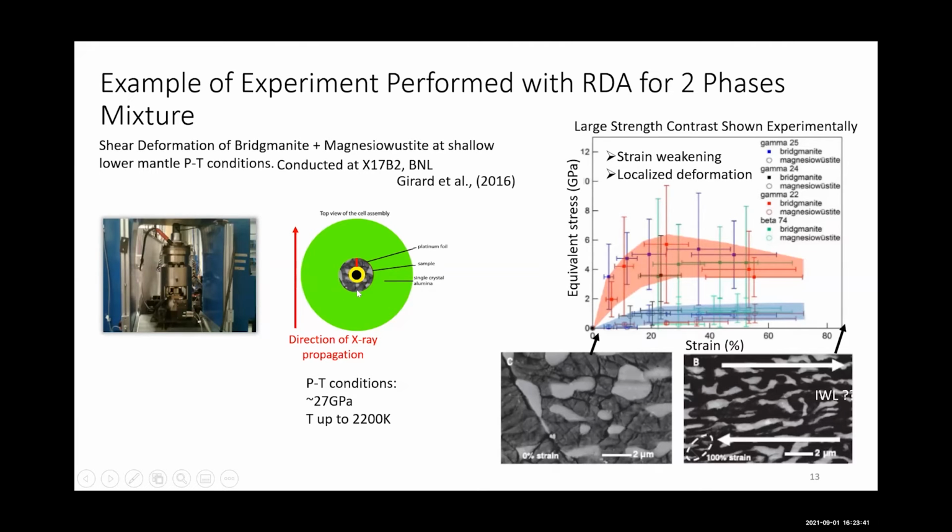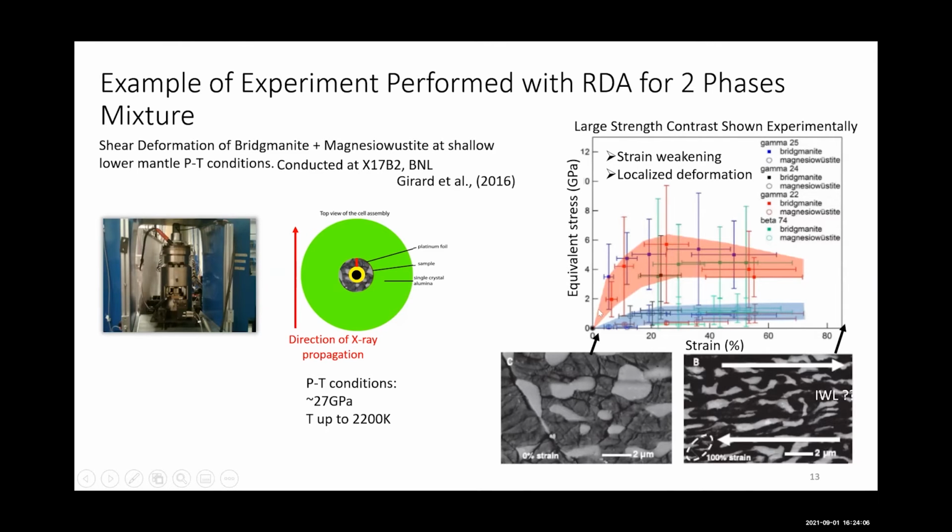You can see, we pre-synthesized this bridgmanite magnesiowüstite mixture from San Carlos olivine. So it formed this polymineralic aggregate. And we brought this to shallow lower mantle conditions and deformed to large strain. So here is the stress and strain we measured simultaneously during the deformation.